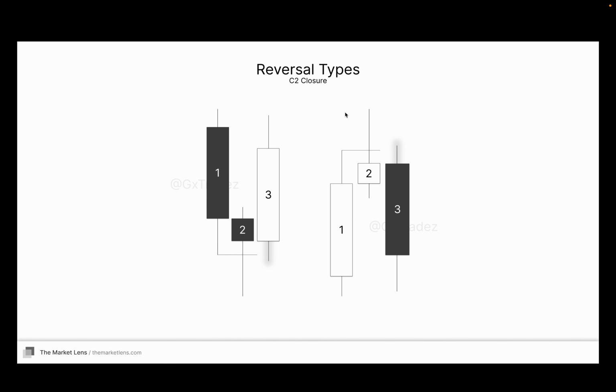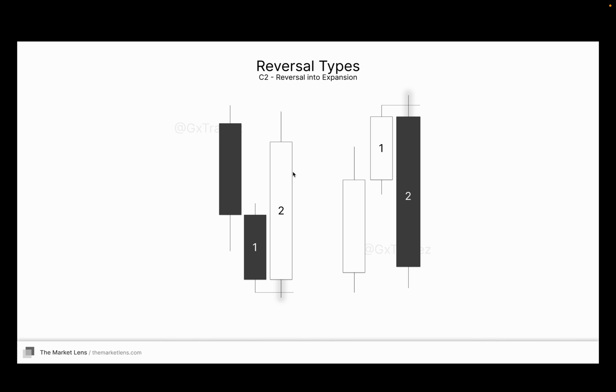So the first swing formation or reversal type is a C2 closure, right? This is the most common one, the easiest to identify. This is simply where you just wait for a C2 closure. A C2 closure is visibly shown by the failure to close below the previous candle's low, as you see. This signifies a reversal and that we can trade the next candle higher, right? So essentially, candle 2 is manipulation, candle 3 is distribution.